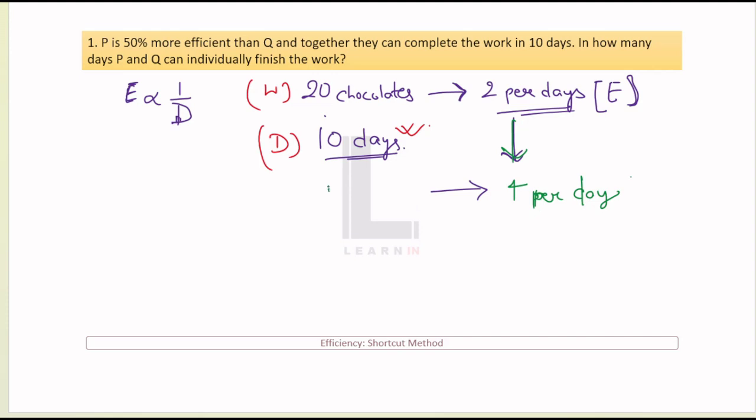So what would I do? 20 chocolates I had to eat. So in how many days I would eat them? I would eat them in 20 upon 4, that is 5 days. Right? So these are the number of days. Fine. These are the number of days. This was the work, and this is the efficiency now.